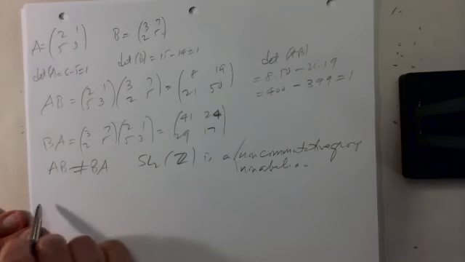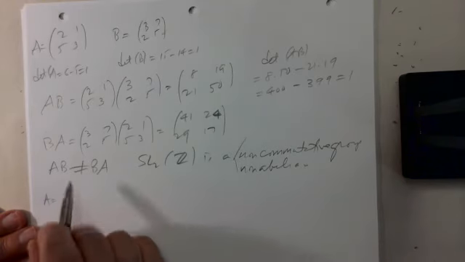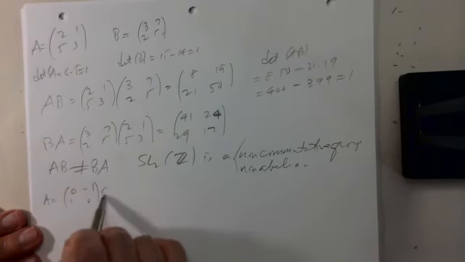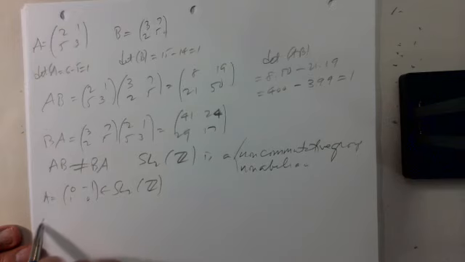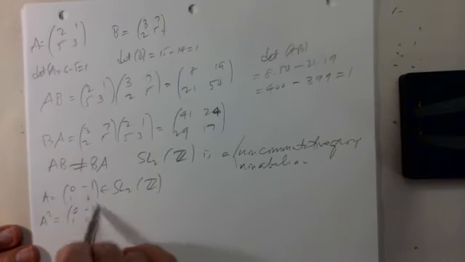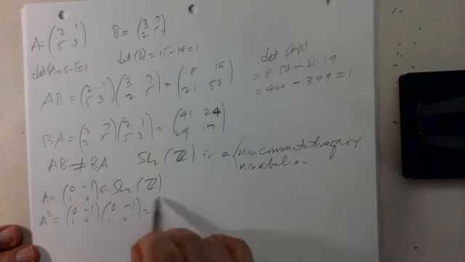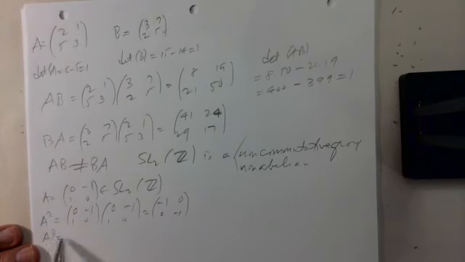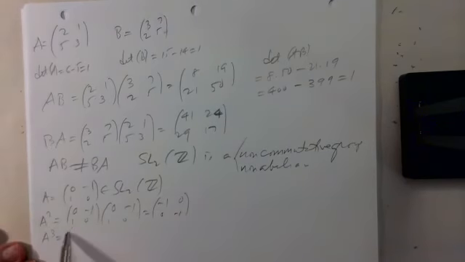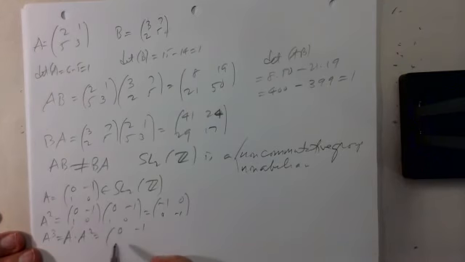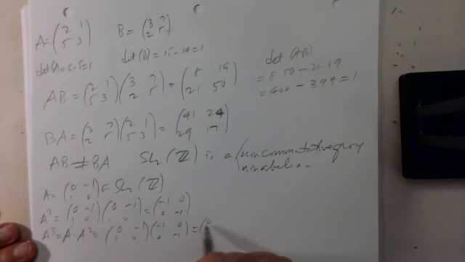Let's see. Here's a very simple element. Suppose I take A to be the matrix 0, minus 1, 1, 0. So that's in SL2Z because it has determinant 1: 0 minus minus 1. What's A squared? I get minus 1, 0, 0, minus 1. What's A cubed? So A cubed is A times A squared. So that's 0, minus 1, 1, 0 times minus 1, 0, 0, minus 1. When I multiply them together, I get 0, 1, minus 1, 0.